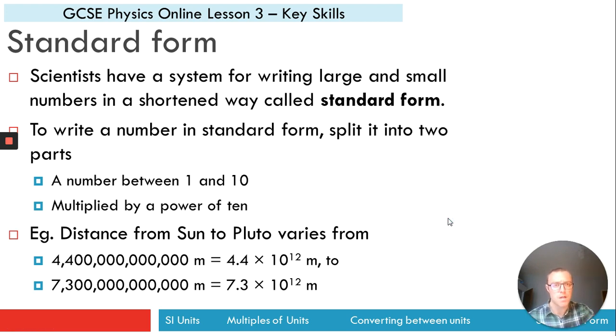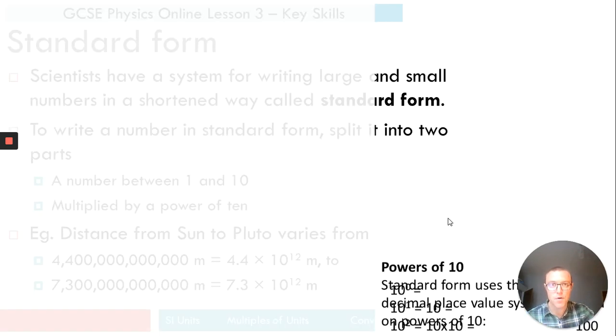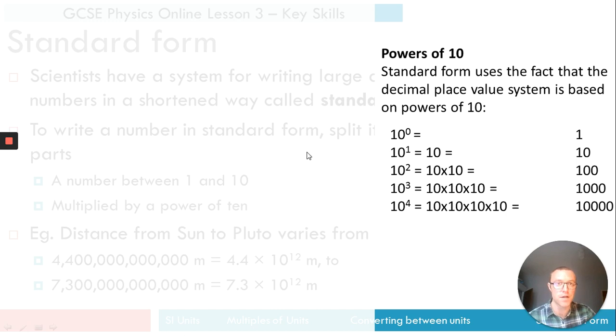What is a power of 10? You may have done this in maths, and the rest of this lesson is going to be a bit of maths, but very important maths for physics. If you haven't seen powers of 10 before, you may find this very helpful. Standard form uses the fact that the decimal place value system is based on powers of 10. 10 to the power 0 is equal to 1. 10 to the power 1 is equal to 10. 10 to the power 2 is 10 times 10, which is 100. 10 to the power 3 is 10 times 10 times 10, 1,000. 10 to the power 4 is 10 times 10 times 10 times 10, which is 10,000.